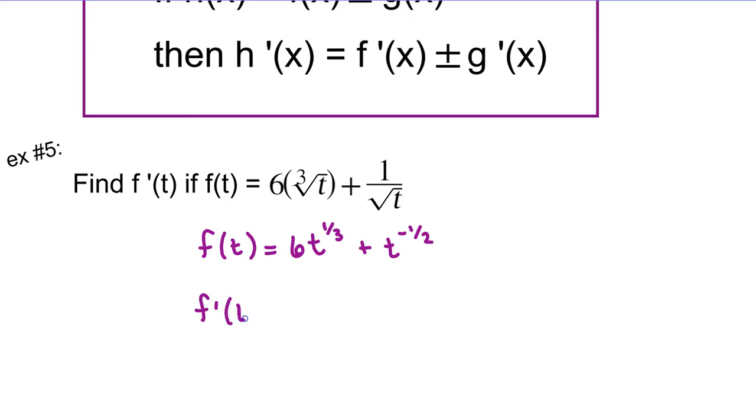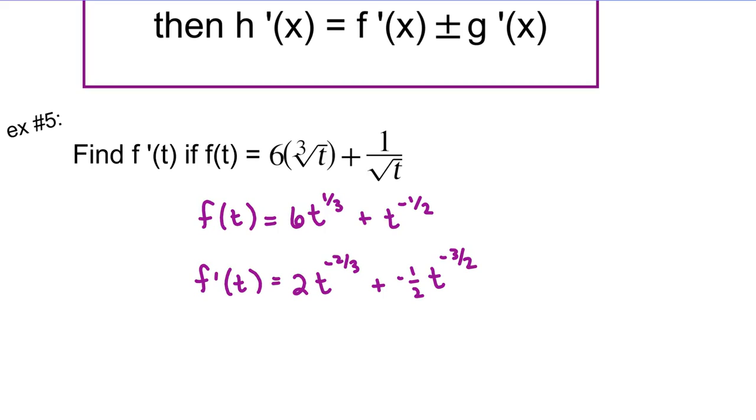So now let's use our rules. On the first term we're going to bring down the 1/3 and multiply it by 6. So that gives us 2. And we're going to raise t to the 1 lower power. So 1/3 minus 1 is negative 2/3. Plus, now let's find the derivative of t to the negative 1/2. So we bring down the negative 1/2, and we then subtract 1 to get the new power. So the new power is going to be negative 3/2.